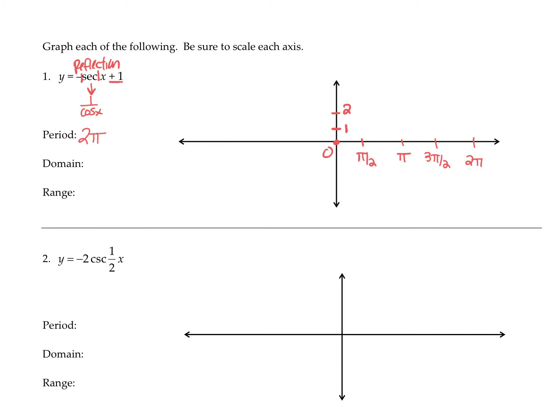And then I'm going to plot my key points. So cosine starts at the maximum, goes to the middle, goes to the minimum, goes to the middle, goes to the maximum. My middle points are where my asymptotes are going to be. My minimums are going to go down, and my maximums are going to go up.